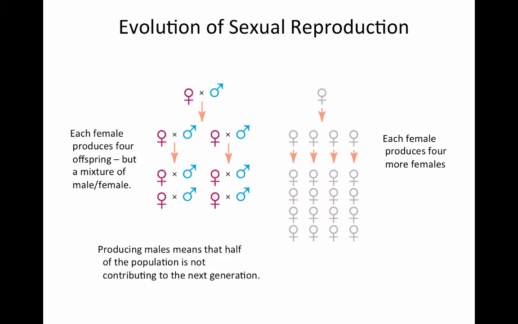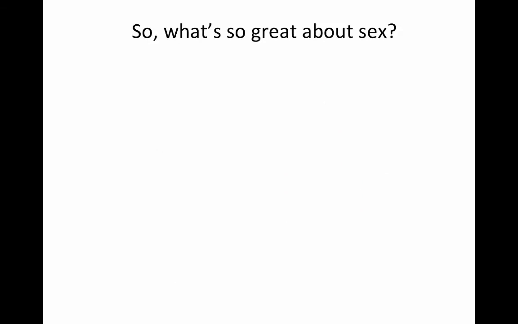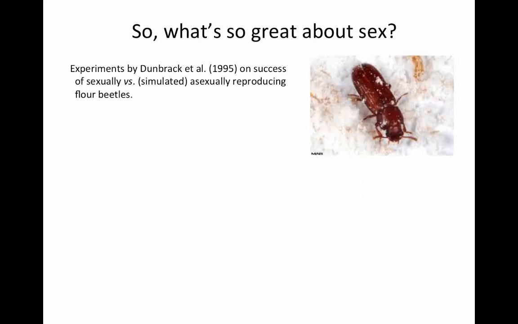So numerically, we expect that asexually reproducing females should outcompete sexually reproducing females exponentially. This is only going to increase exponentially over generations. And if we're talking about individuals in a single population, the asexually reproducing female is going to win out numerically. The sexually reproducing females are going to be eliminated from the population. So again, what's so great about sex?